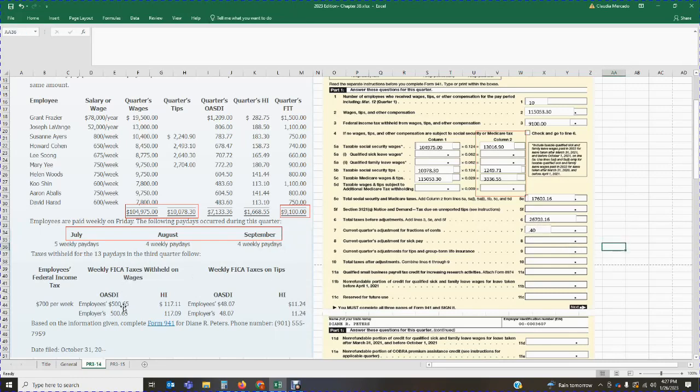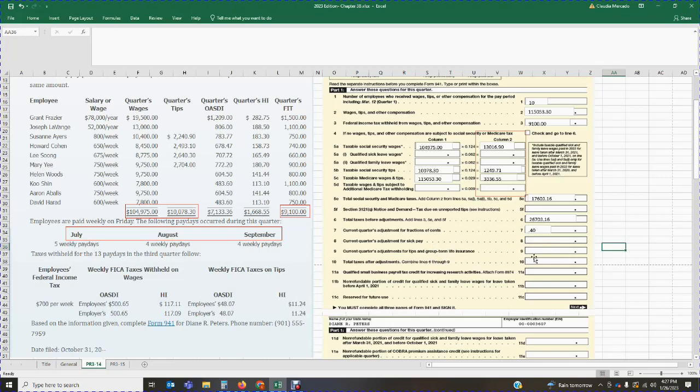So remember, you're going to add your OASDI for employee-employer and your HI employee-employer for wages, and your OASDI for employee-employer and your HI employee-employer for the tips. That number, you multiply it by the number of paydays in each pay period, and you compare that number with line number 5E, and the difference between what you get and line 5E will be the amount of the adjustment.